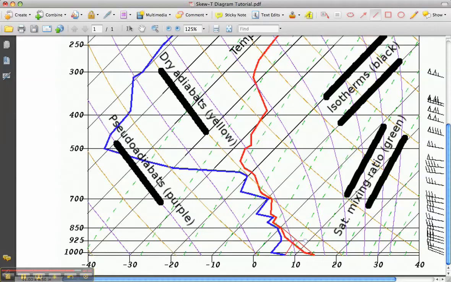I'm going to take my air parcel here and move it parallel, and draw it parallel to my saturated adiabat. We'll pick up here in the next module.